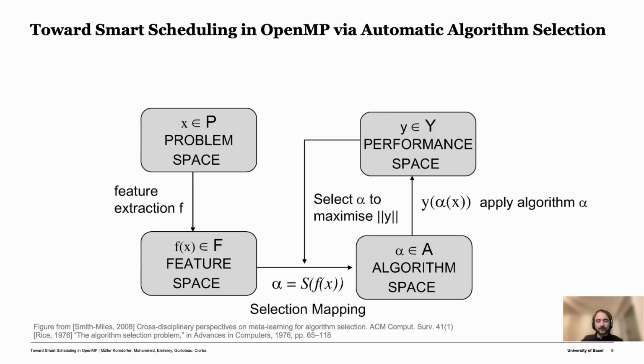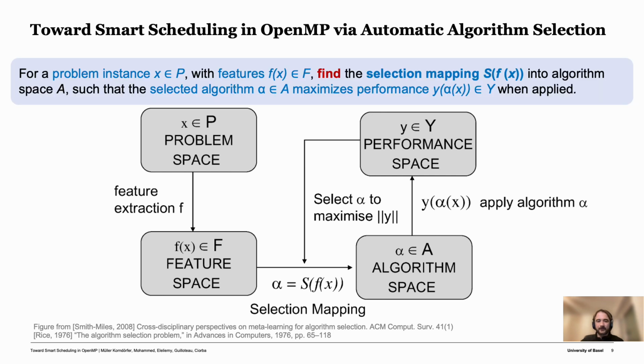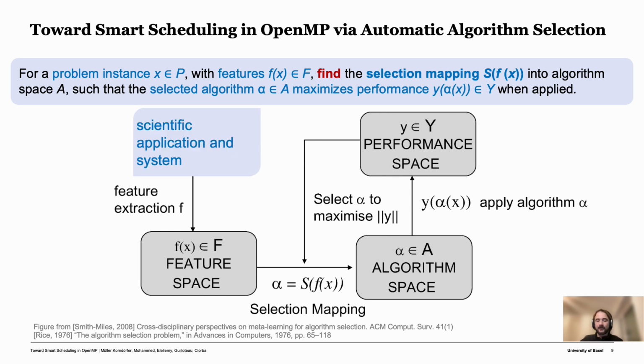And well, all of this takes us into an instance of the algorithm selection problem. All right. So what are we trying to do? We have a problem and we are trying to extract certain features out of it, and we are trying to reach a certain goal. Now, our problem space is usually an application and a system and how they cope together.